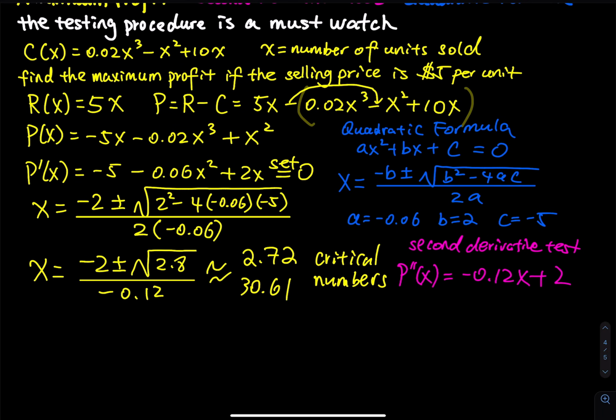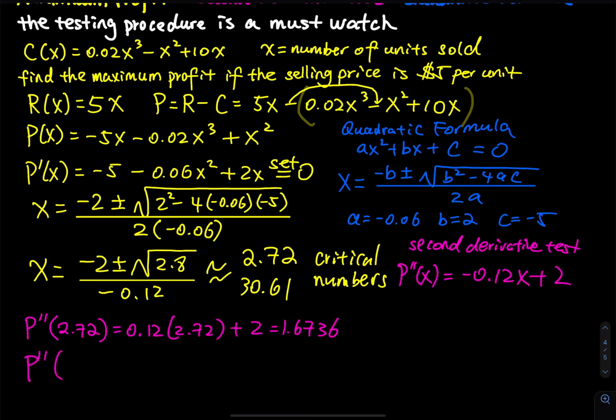All right, so let's go ahead and do the plug-in. So we have P double prime of 2.72. That is equal to negative 0.12 times 2.72, and then plus 2. So that one gives me 1.6736. And then double prime of the other one, 30.61. So we have negative 0.12 times 30.61, and then plus 2.